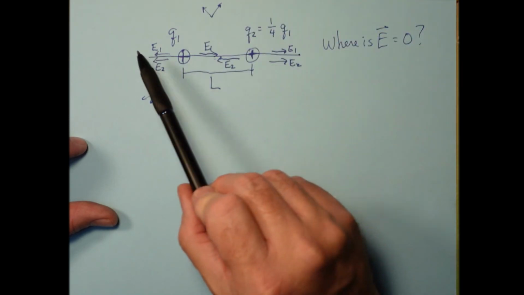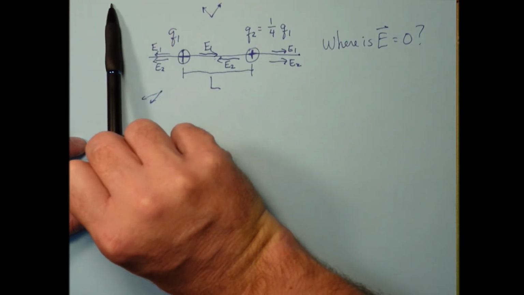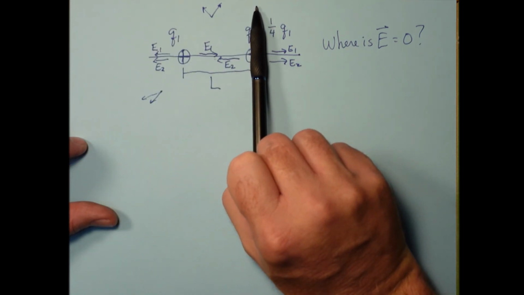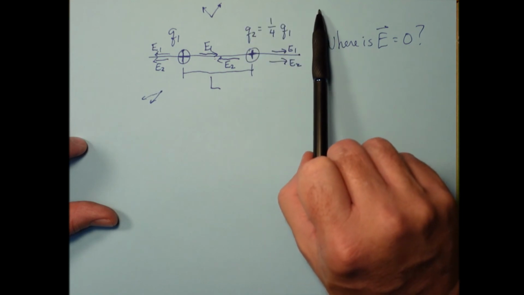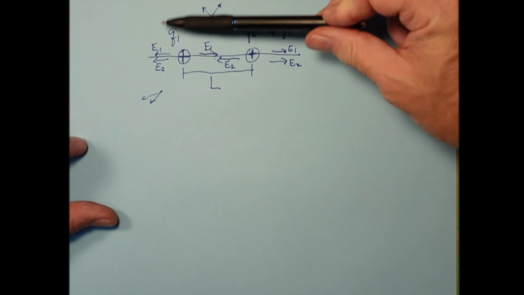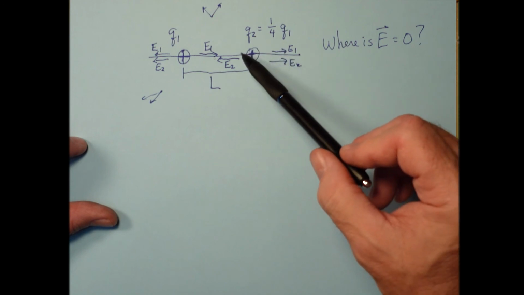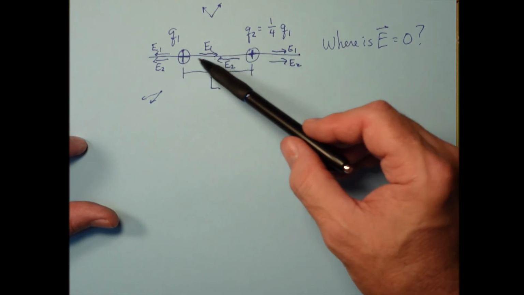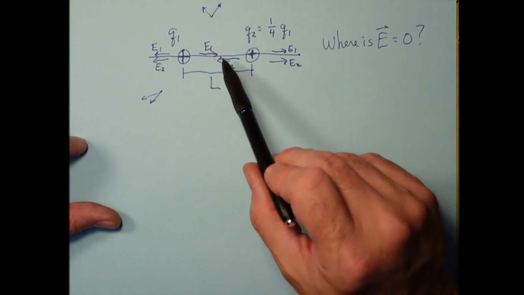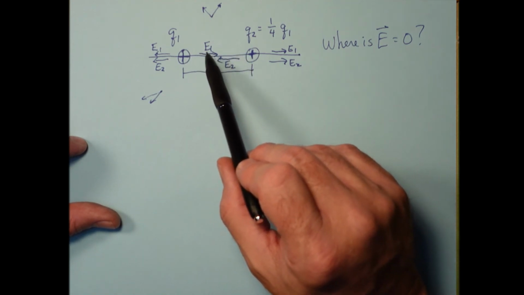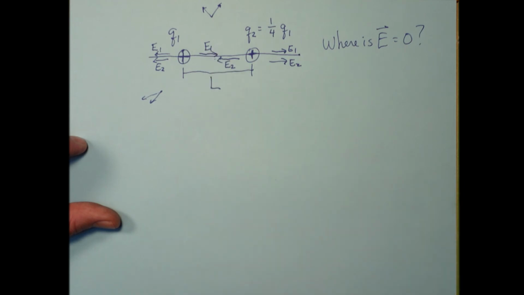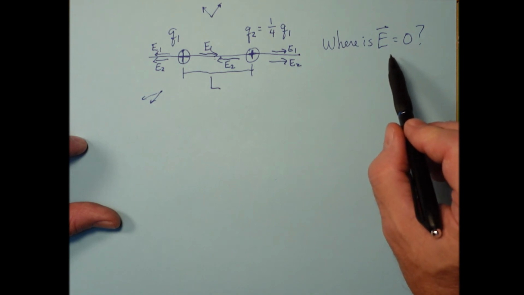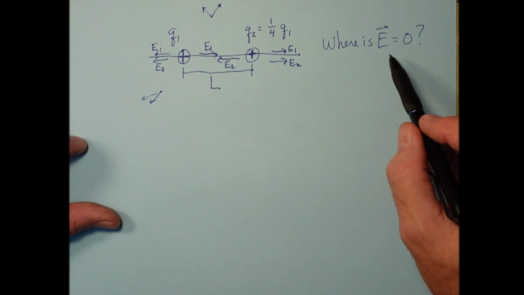So once again, there's no possibility of canceling anywhere out here to the left of Q1. There's no possibility of them canceling to the right of Q2. There's no possibility of them canceling above or below the line. So really the only place that they can truly cancel is going to be along the line between the two charges. But only at the point where the magnitude of E1 equals the magnitude of E2. All right? So where is that? Where is E equal to 0?